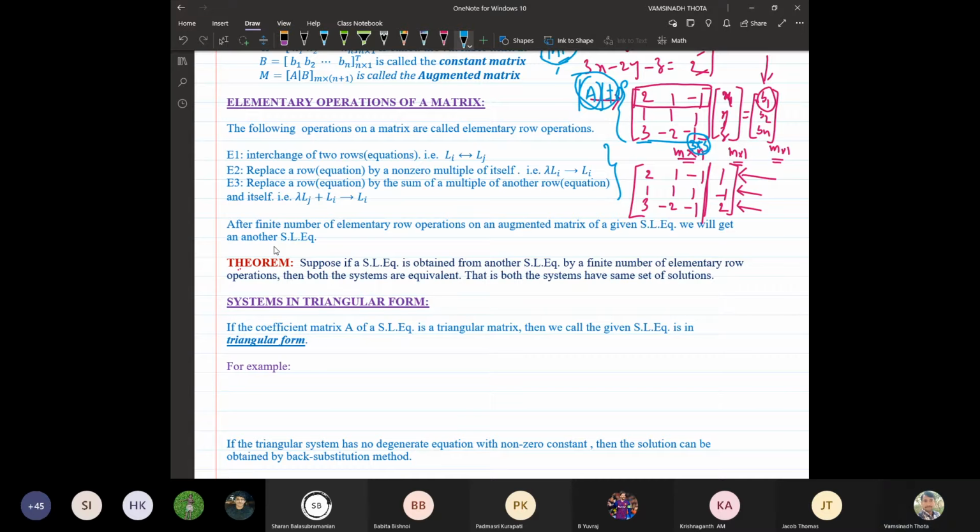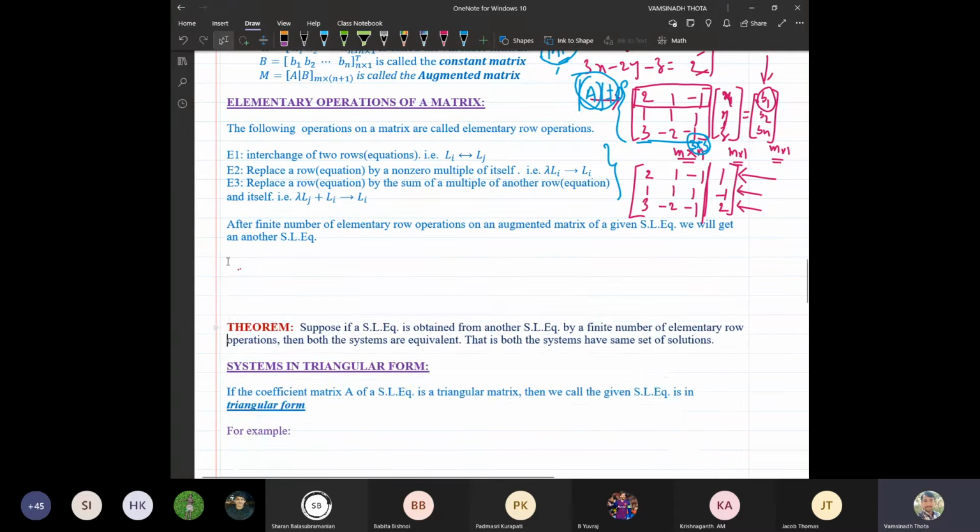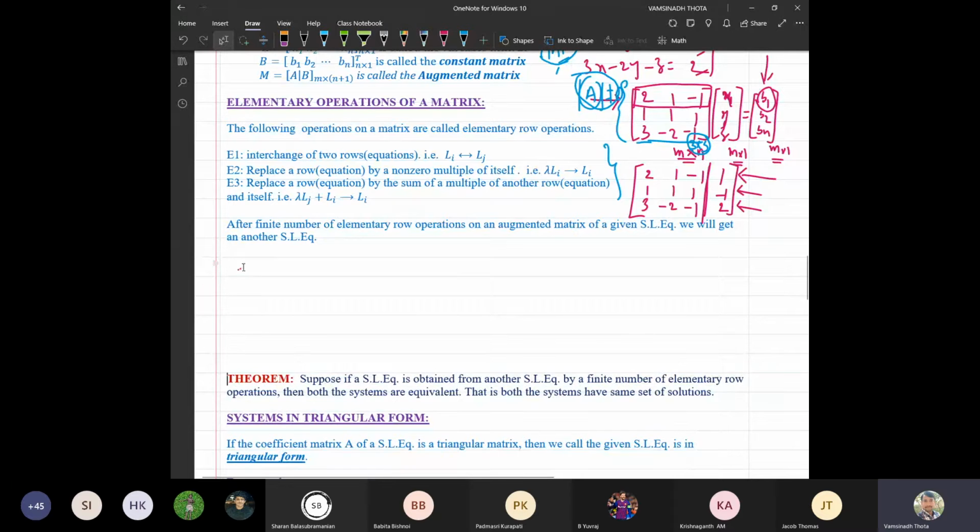So after a finite number of elementary row operations on the augmented matrix of a given system of linear equations, we will get another system of linear equations. What does it mean here? As I have explained just now, there is something called the augmented matrix, right? Each system can be uniquely represented with the augmented matrix.